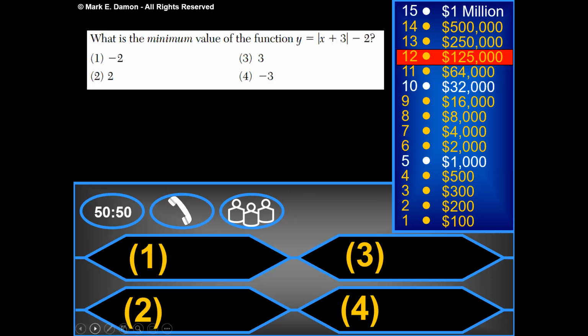All right, 125,000 points. Here we go. What is the minimum value of this function? This is a fast one, technically.